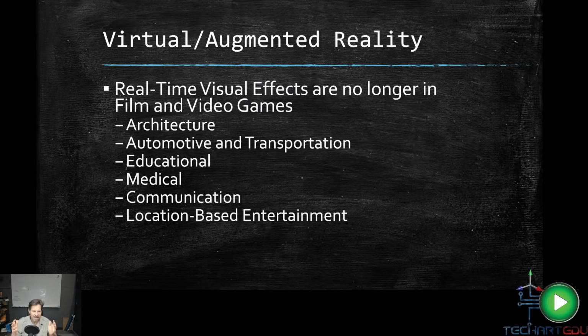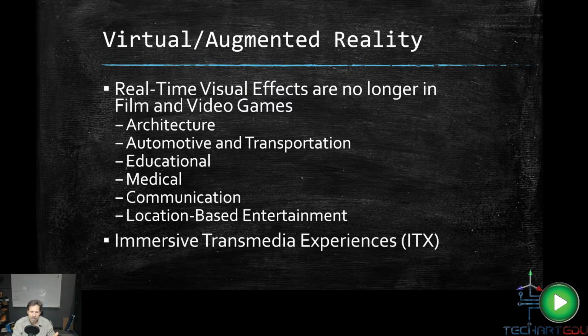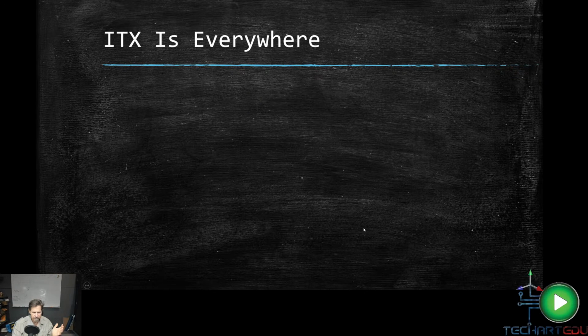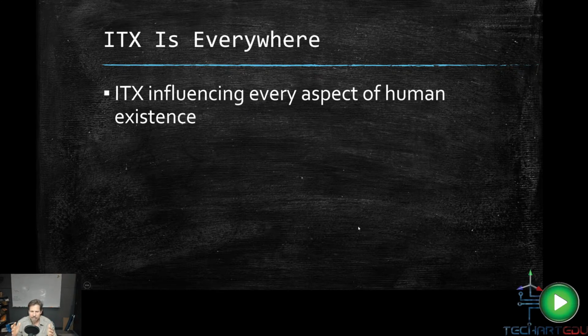And so you notice now that I say real-time visual effects are being used in film and video games. That's where I see what we are talking about as immersive transmedia experiences. And visual effects is no longer going to be able to differentiate between real time and offline. They're going to start merging altogether because of this whole evolution of immersive transmedia experiences, or what I call ITXs. Okay, so ITXs are everywhere. Immersive transmedia influences every aspect of what it means to be a human being right now.